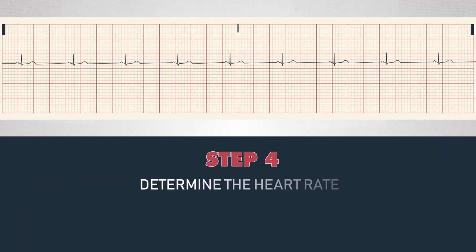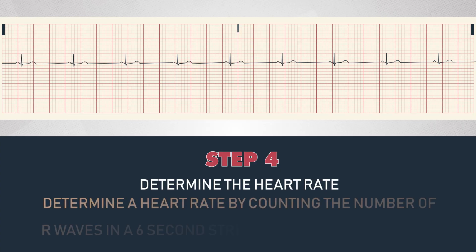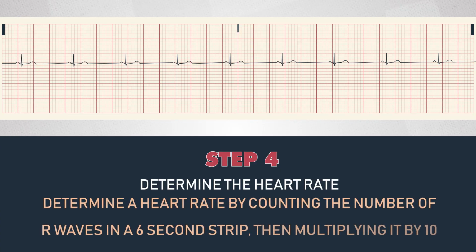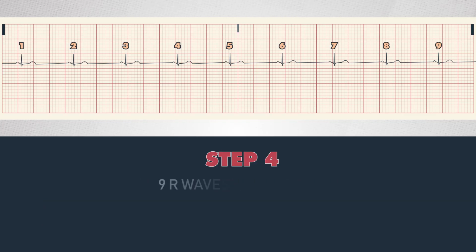Step 4 is we determine the heart rate. Most of the time, heart rate is available digitally on a heart monitor. However, we can also determine a heart rate by counting the number of R waves in a 6-second strip, then multiplying it by 10. And we know our normal heart rate is 60 to 100 beats per minute. Take this strip for an example. It has 9 R's. Multiplying it by 10, we would get 90 beats per minute.